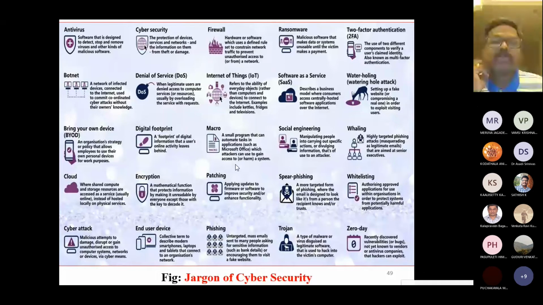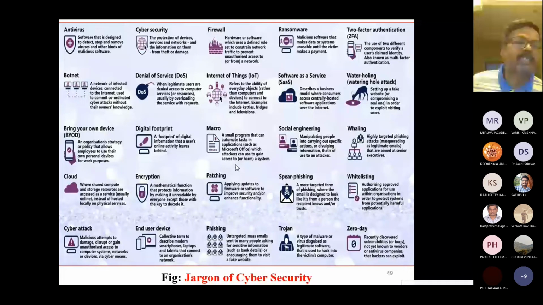Firewall. A firewall is nothing but hardware or software which uses a defined rule set to constrain network traffic to prevent unauthorized access in a network. Ransomware. Malicious software that makes data or systems unusable until the victim makes a payment. That is called ransomware. Then two-factor authentication, the use of two different components to verify a user's claimed identity, also known as multi-factor authentication.